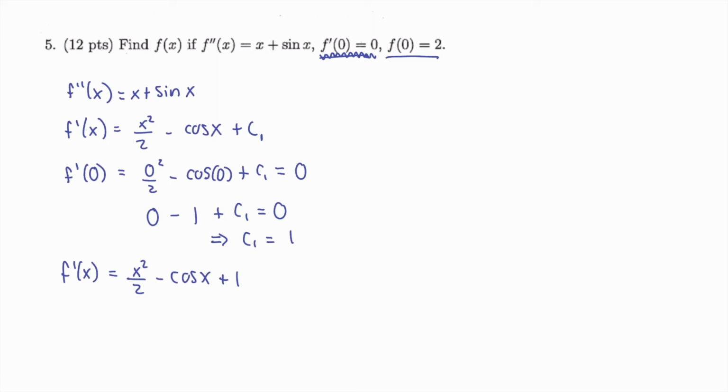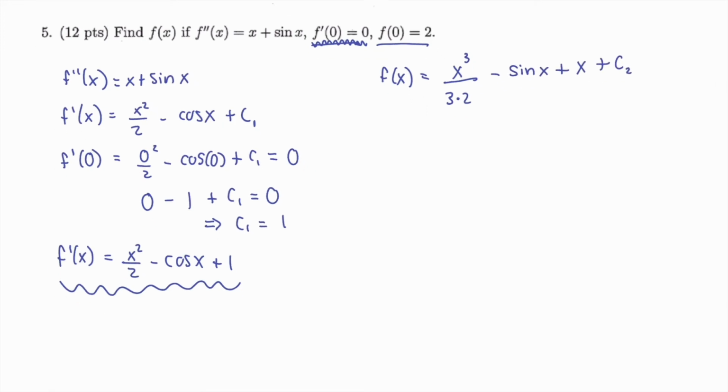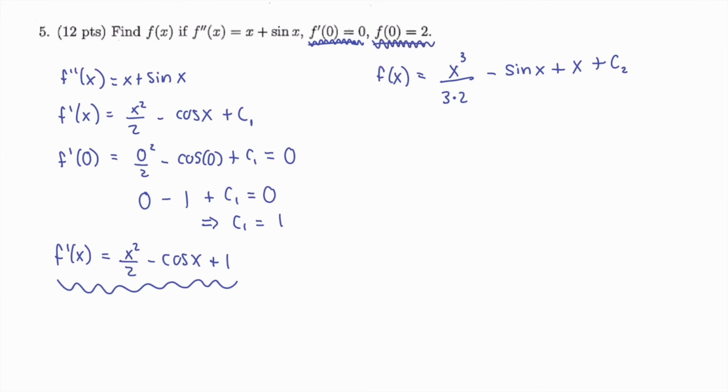Okay, so now we can go ahead and take the antiderivative of our first derivative here in order to get our function. So that's going to be x to the third over 3 times 2 minus sine of x plus x, and then plus another constant here. We'll call it c2. Now we can use the fact that our function at x equals 0 is equal to 2 in order to solve for that second constant.